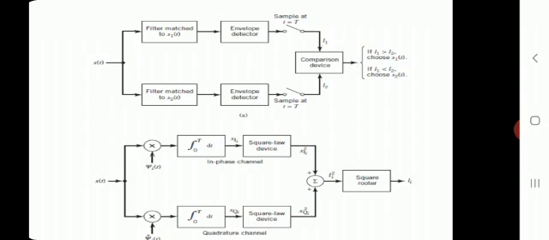Here first we'll consider this on the carrier phase. We know that the carrier phase is unknown when the received signal is x of t, because we don't know the phase of the received signal. That is the non-coherent detection technique.